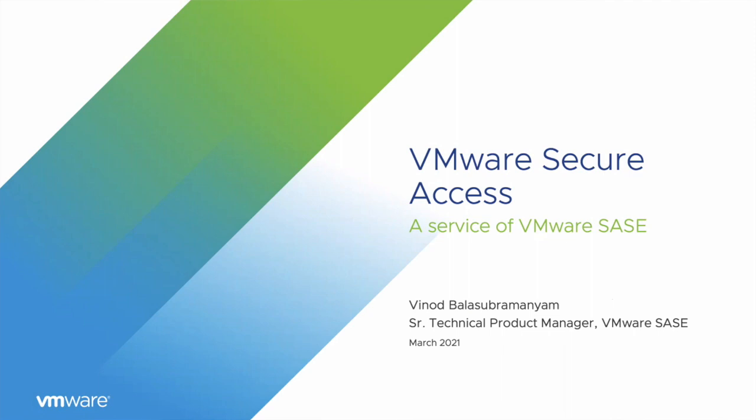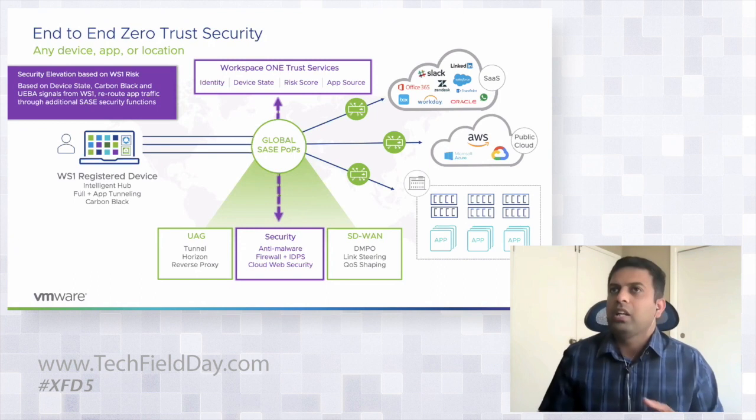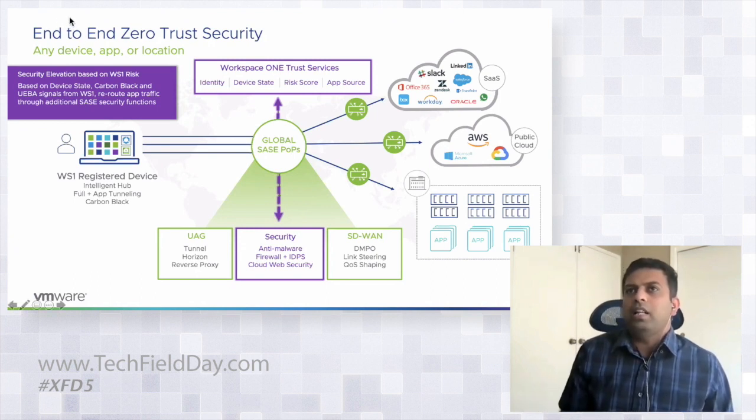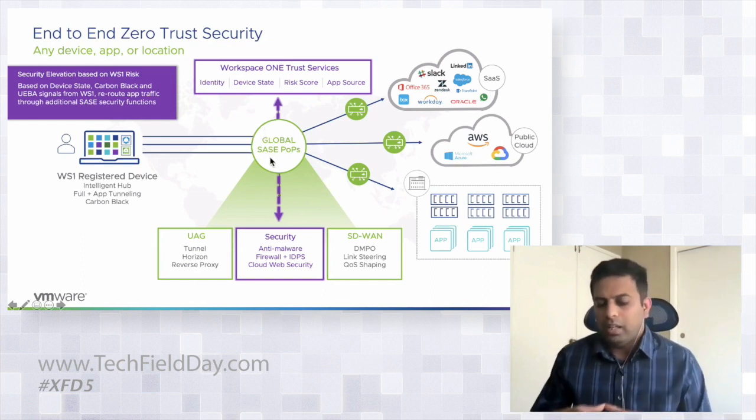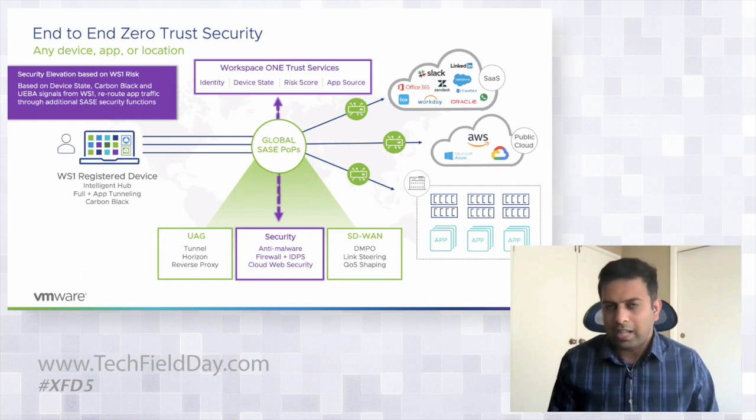I'm going to just quickly talk about the VMware Secure Access. This is the first SASE service that we actually launched in our POPs, right? Secure Access is purely for bringing remote users into the enterprise network to access enterprise private applications. So let's first talk about the end-to-end zero trust security, because some of the concepts of Secure Access fall into the zero trust security part, right?